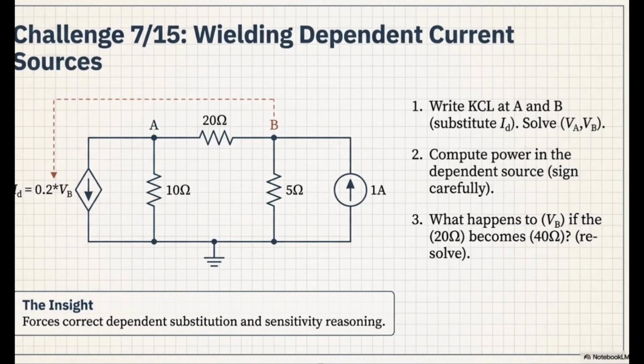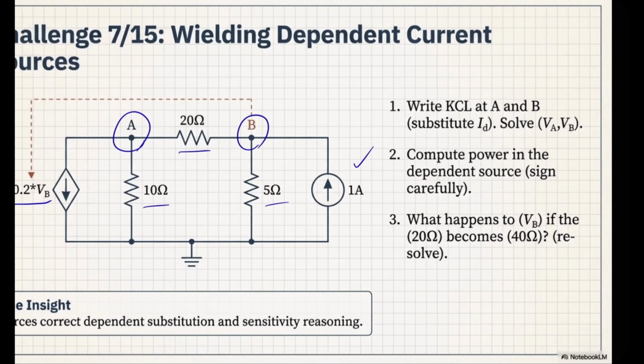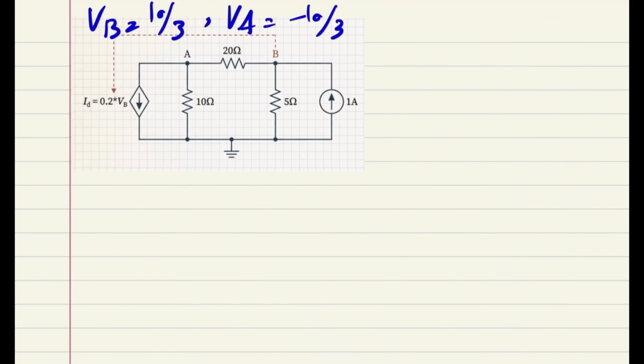So at this point, I do have 20, I do have 10, I do have 5, I do have 1 amp that gets inside one of my nodes VB, and I do have one source, which is a dependent current source. As you see, it's just 0.2 times the VB that gets out of the node A. So at this point, I would like to find it. Let's do it.